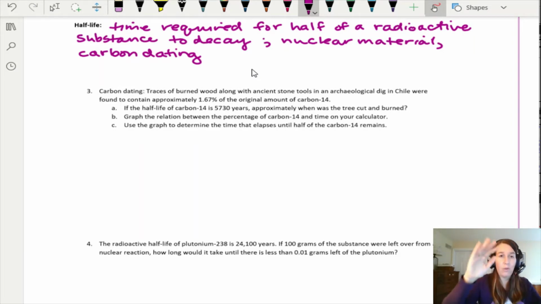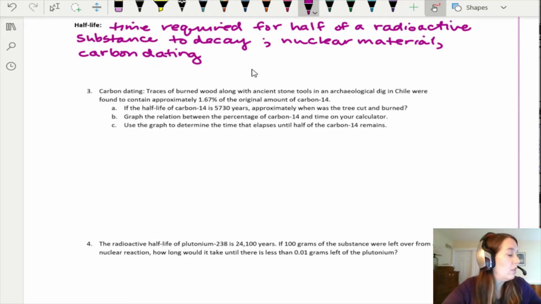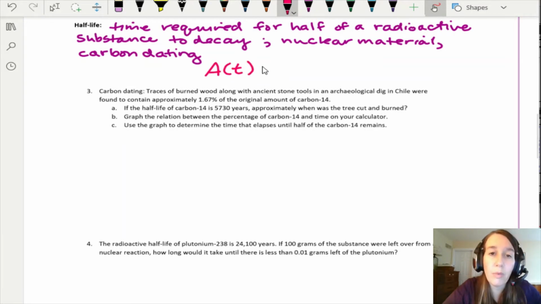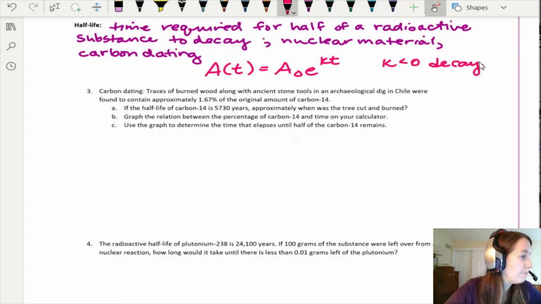Okay, so it is an exponential decay function because the decay rate is fast, and then it does slow down. Actually, the equation is the same as what we've already been using for uninhibited growth and decay: A of t is equal to A naught times e to the kt. But we know that k will be less than 0 for decay, and k is still called the rate of decay. All right, so let's take a look at a problem about carbon dating.